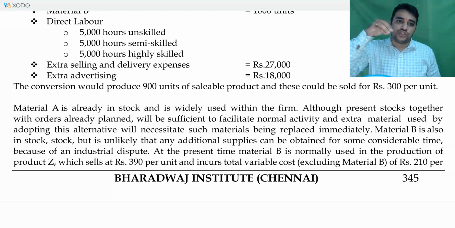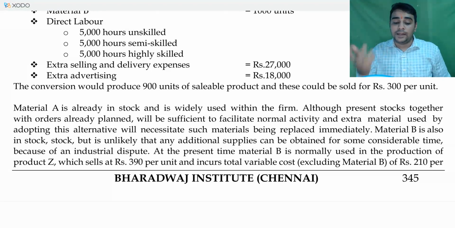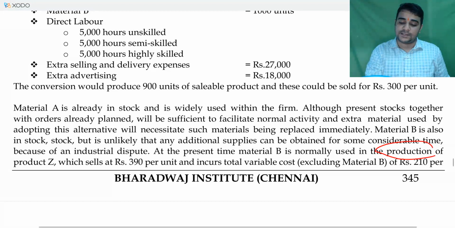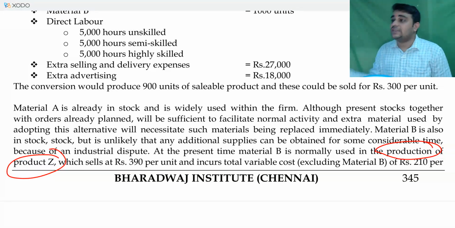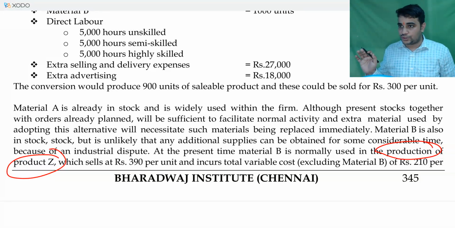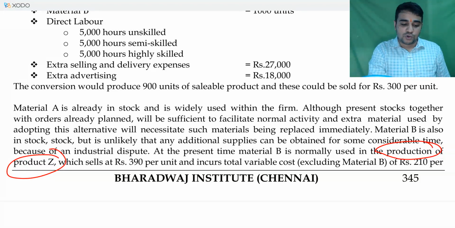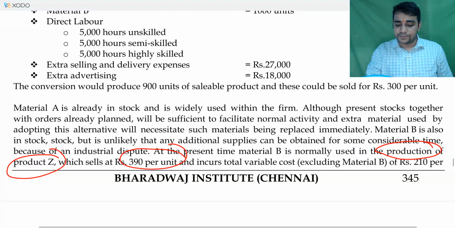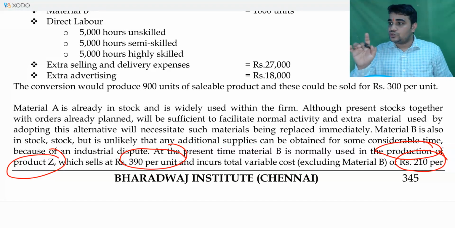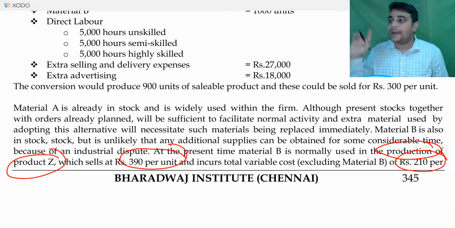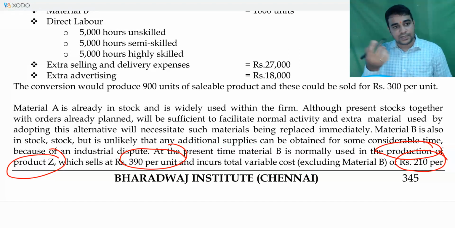So if you want to use it for this alternative one, you can use it by compromising production of product Z, or by losing the contribution of product Z. Product Z is being sold for 390, variable cost is 210. They are making it very clear that in this variable cost, material B is not added. So the formula is lost contribution plus material cost, but don't add material cost again, because it was anyway not subtracted.